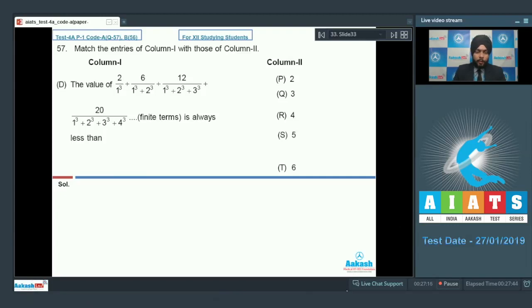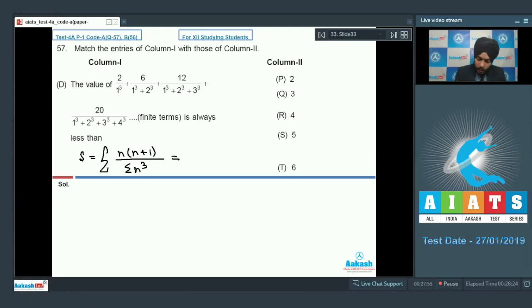D part says that the value of 2 upon 1 cube plus 6 upon 1 cube plus 2 cube plus 12 upon 1 cube plus 2 cube plus 3 cube plus 20 upon 1 cube plus 2 cube plus 3 cube plus 4 cube, and so on till finite terms, is always less than. So students, here is the idea of solving this question. You just calculate the sum to infinite terms, and the sum of finite terms is going to be always less than S infinity. Okay, so the general term is n into n plus 1 upon sigma n cube.